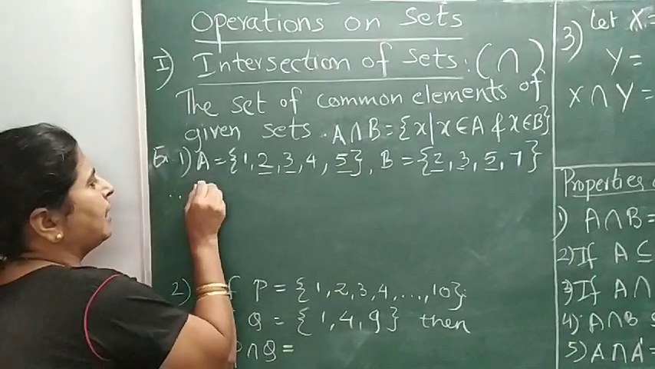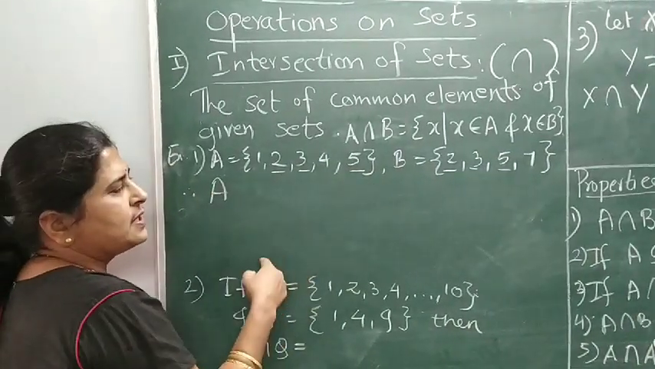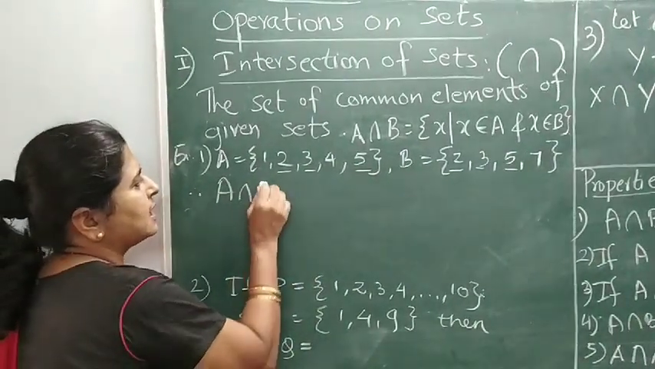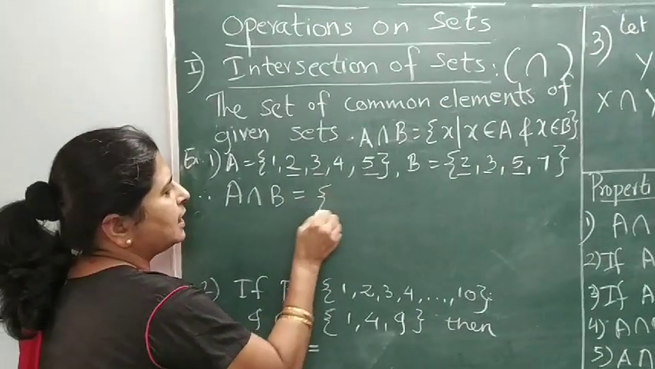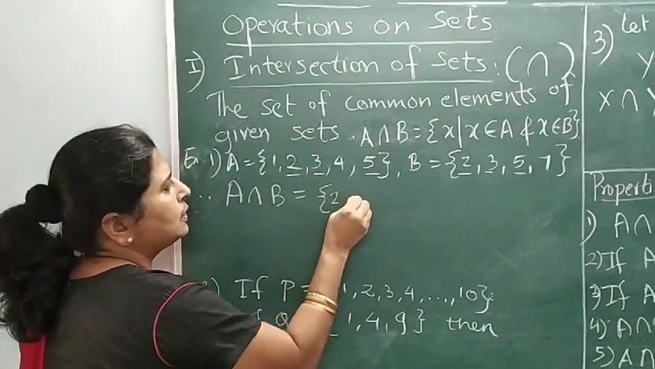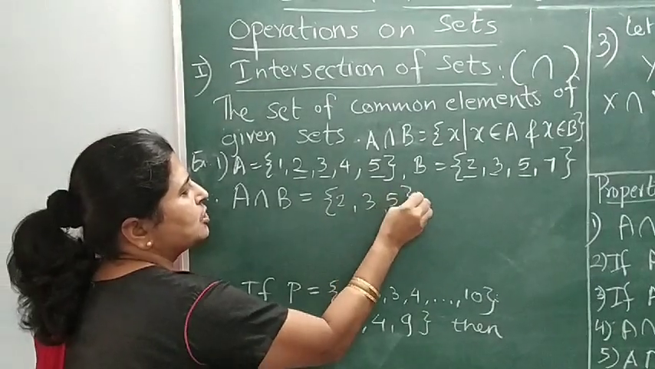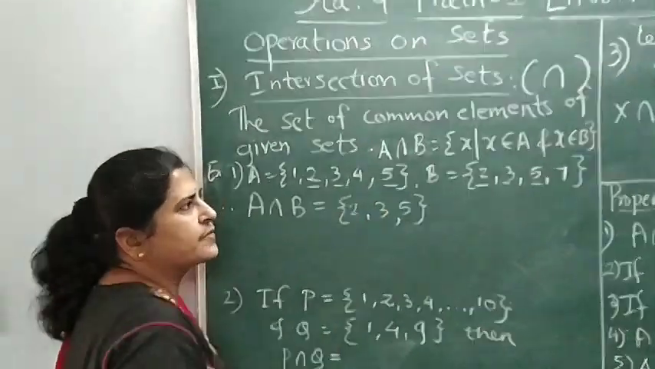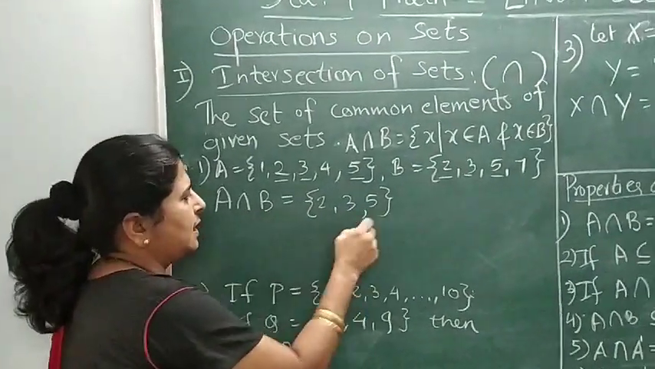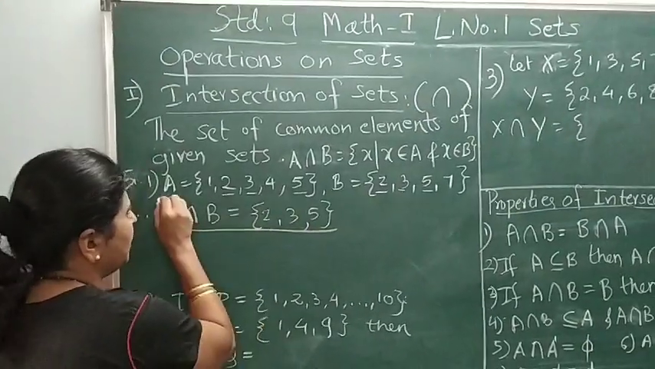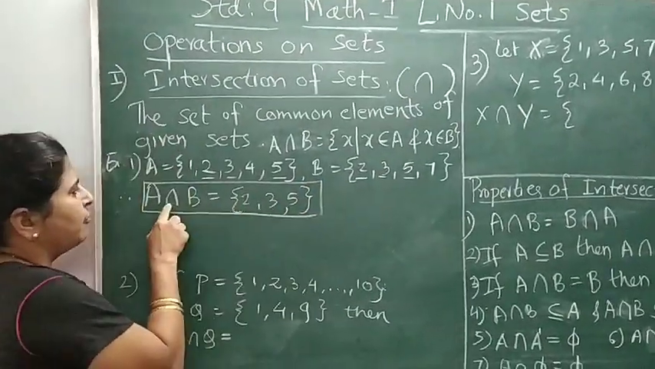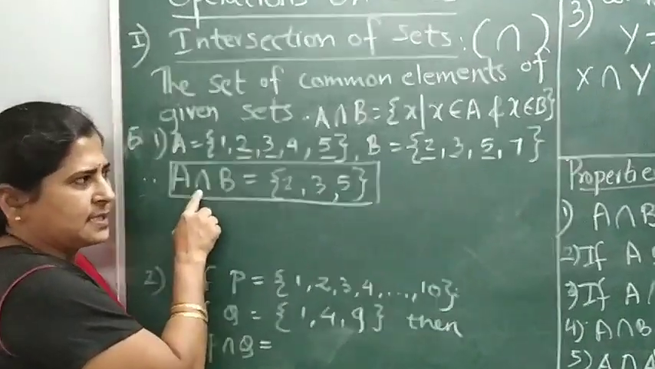Therefore, if we take the set of these 3 elements, we write A intersection B is the set of 2, 3 and 5. So these are the common elements of sets A and B, and this is the set which is called A intersection B. And we can see that we have used this symbol of intersection.